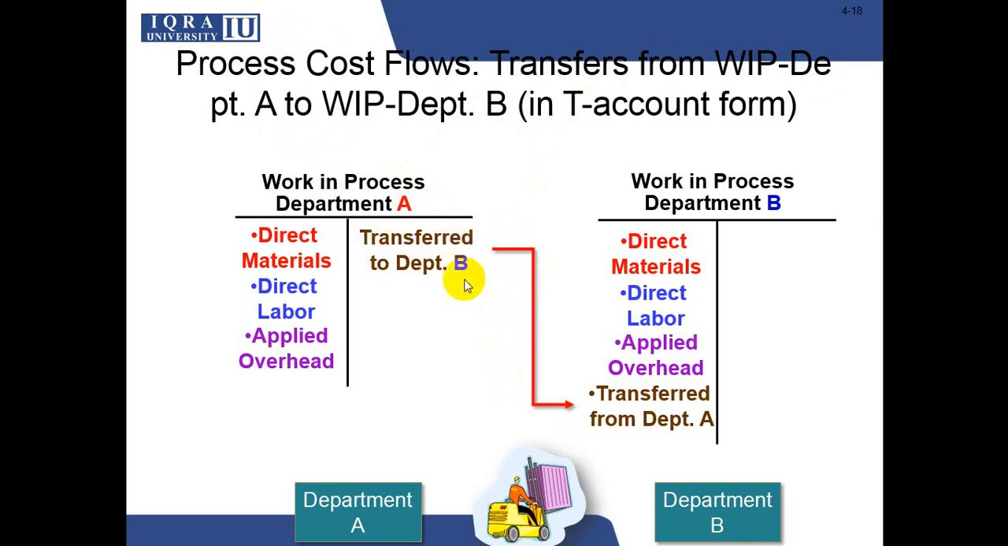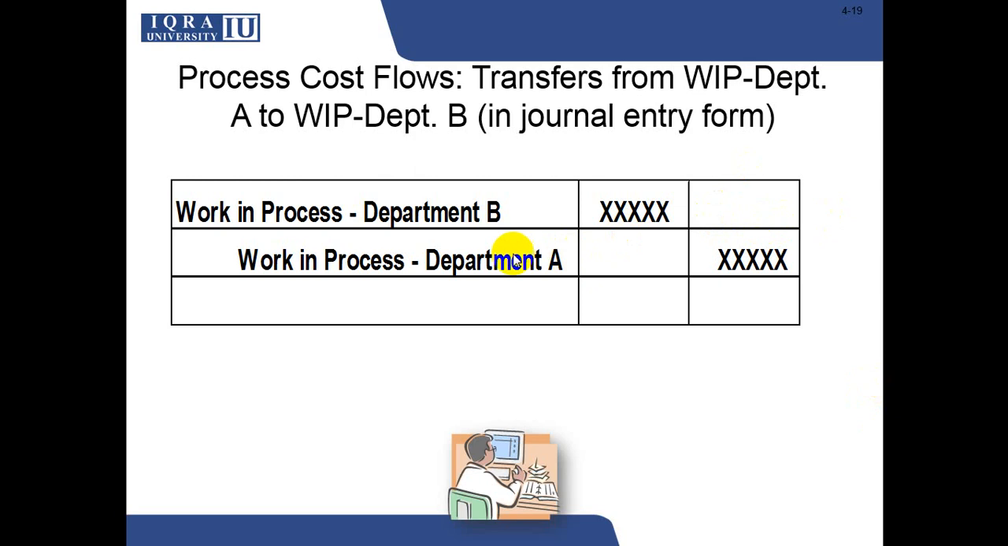So see here, transfer to department B, and transfer from department A, right? Here we can see transfer to B and transfer from A, which comes in department B. So how to record this entry? WIP department A is credit and WIP department B is debit, because the goods come from department A to department B. So department B is debit and department A is credit. Clear?